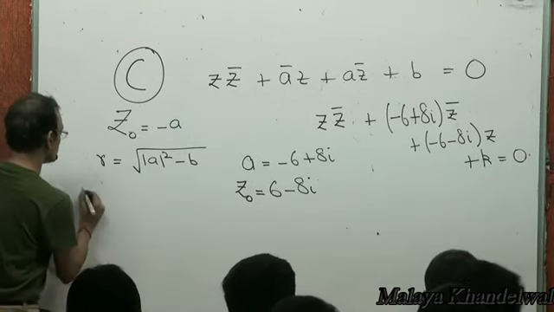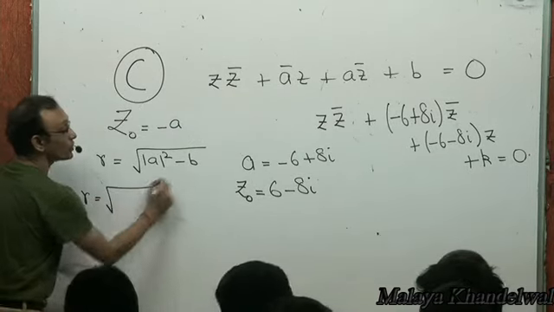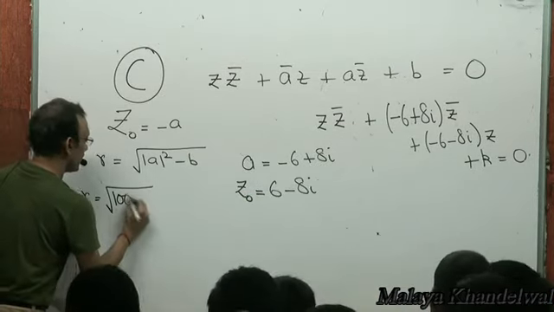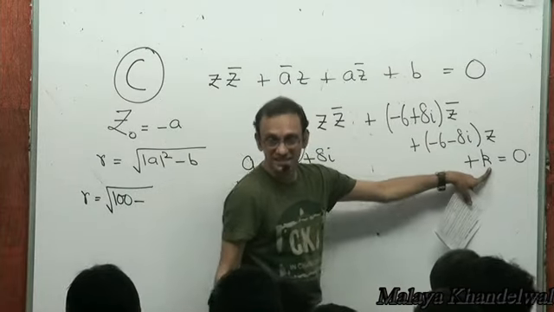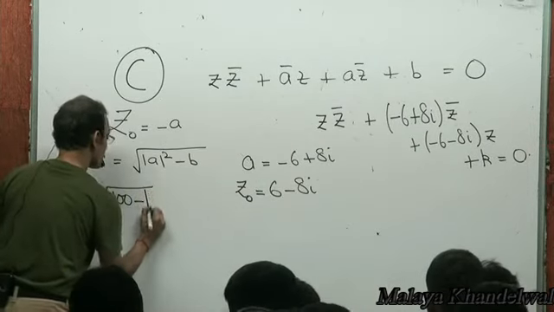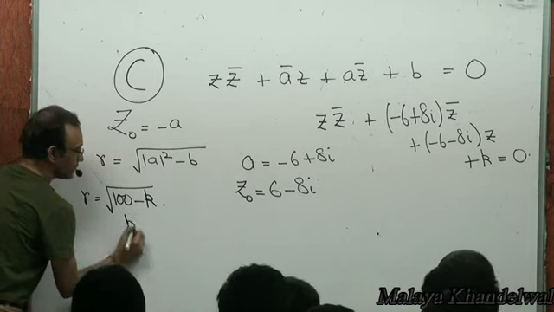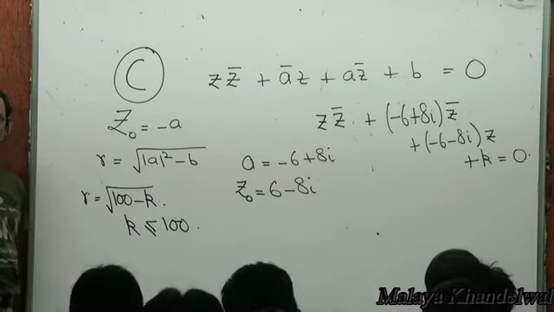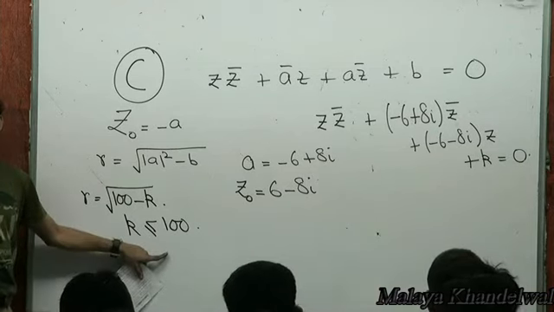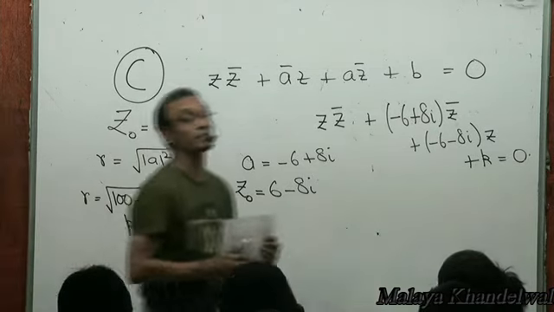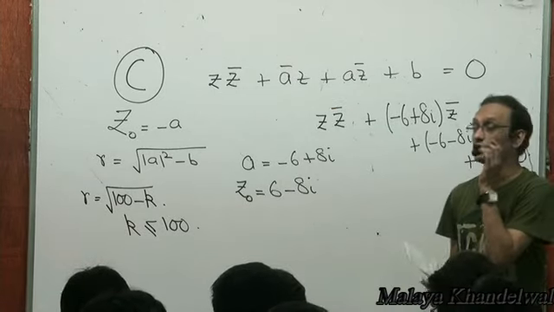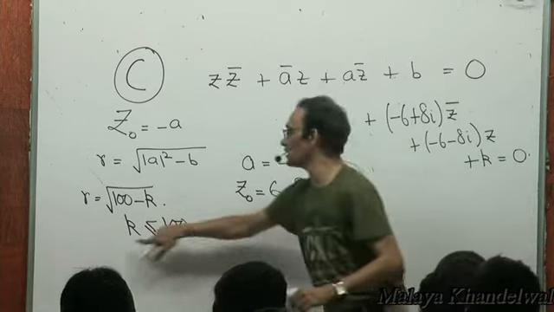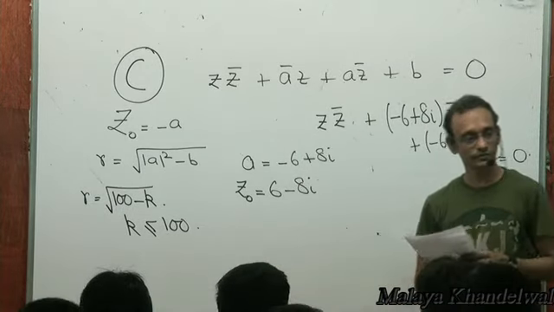Right? The radius of the circle is going to be the square root of mod A squared minus B. Mod A squared is 100, minus B. B is K in this case. For this to be a circle, K must be less than or equal to 100. K equal to 100 will represent a point circle, a circle with 0 radius. So for this to represent a circle, K cannot exceed 100.